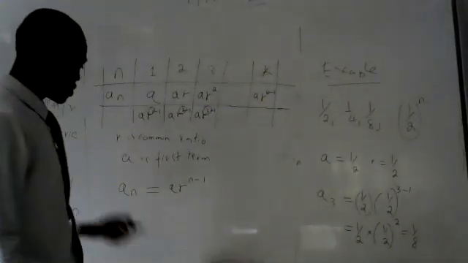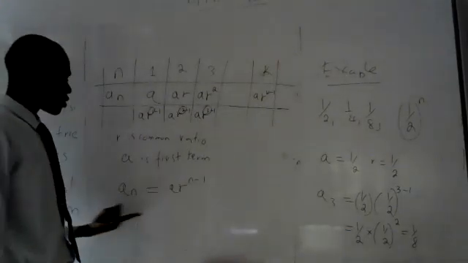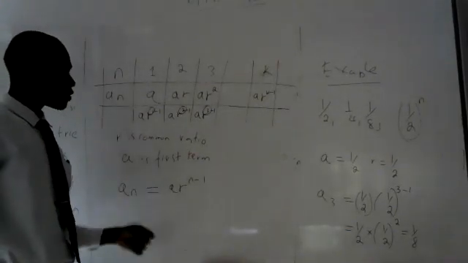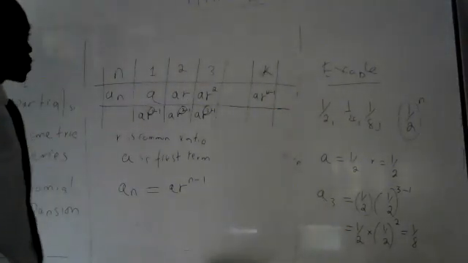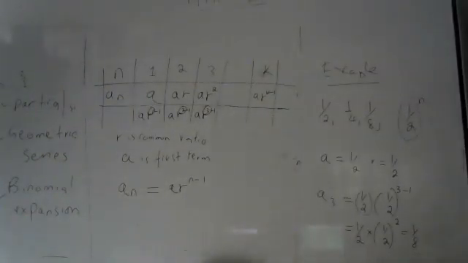So in general, this is the nth term of a geometric progression. R is the common ratio, A is the first term, and n is the number of terms that you are interested in. Is there any question about finding the nth term of a geometric sequence?